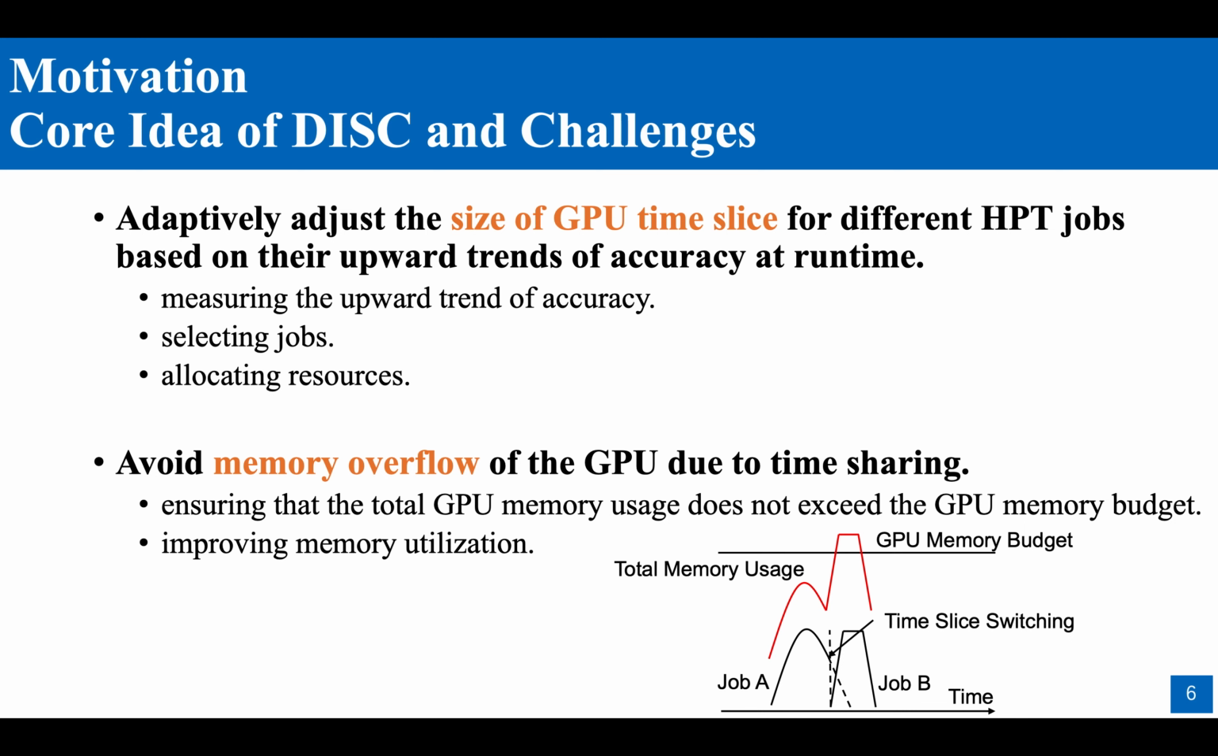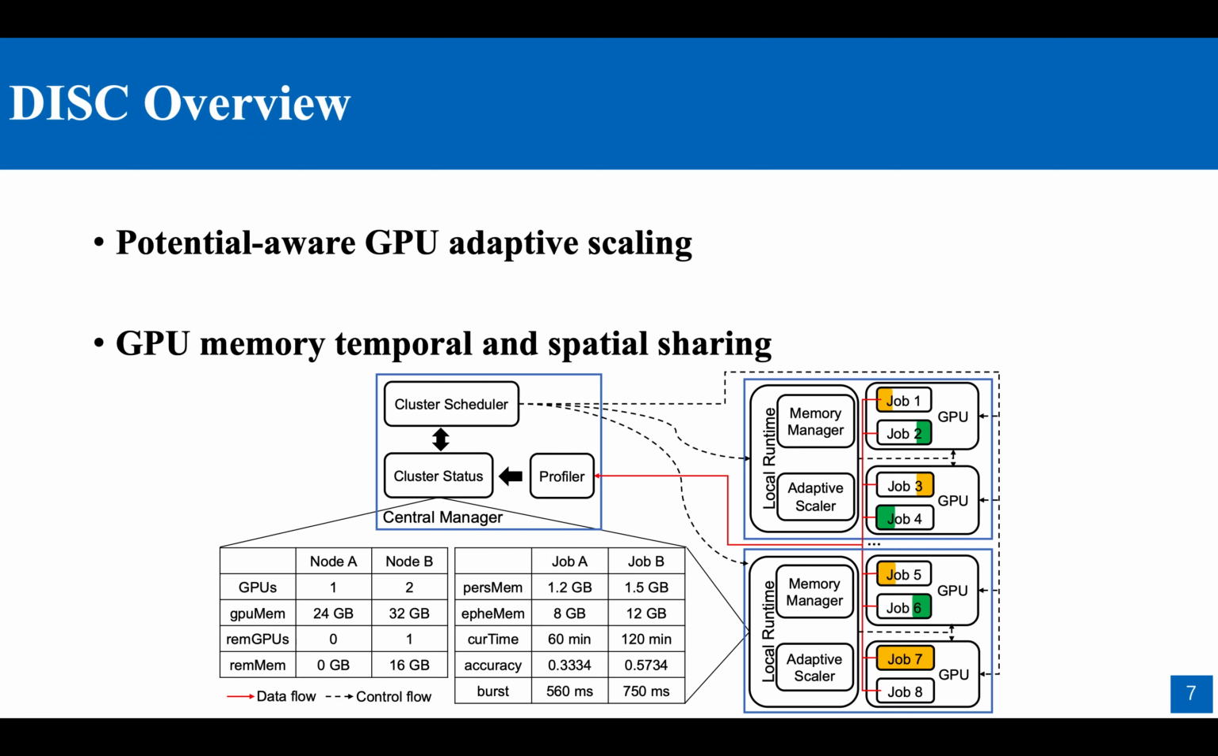The last is improving memory utilization. An existing solution to the memory overflow problem is to share the GPU according to the peak memory usage of multiple jobs. Although it ensures that the memory budget is not exceeded even if multiple memory peaks overlap, the solution can result in low average memory utilization. To solve these challenges, DISC proposed potential-aware GPU adaptive scaling and GPU temporal and spatial memory sharing.